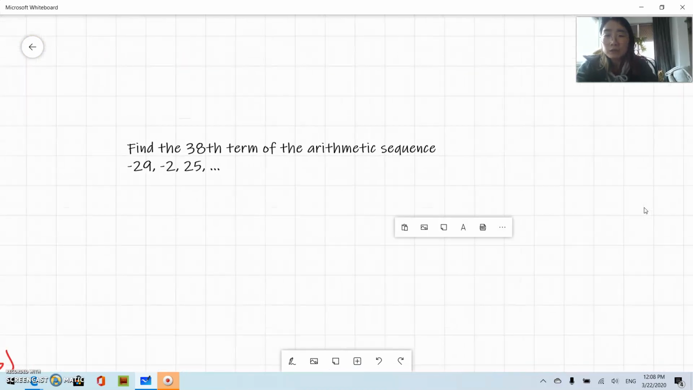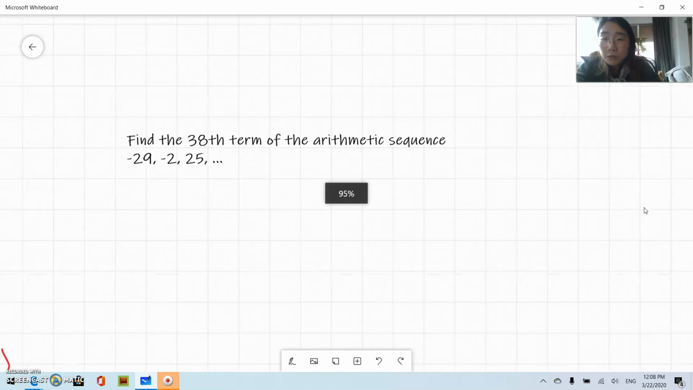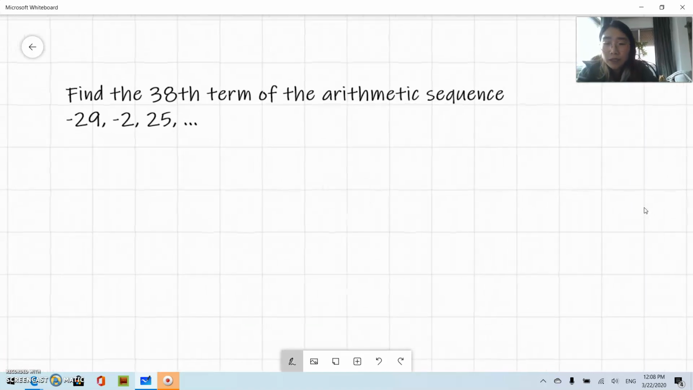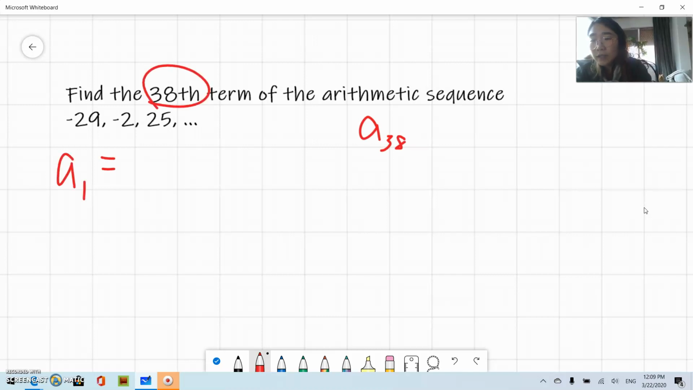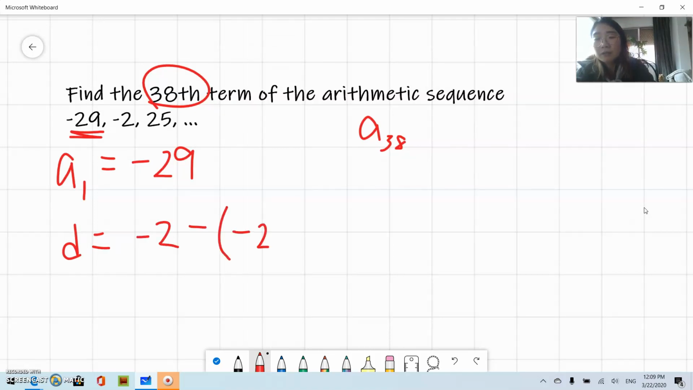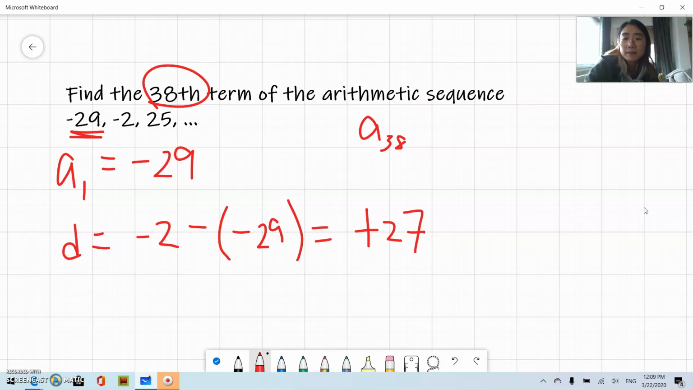Now we will use the arithmetic sequence formula to do this, because right now I have some information, but we want to find a sub 38. That's what I want, right? Because it's the 38th term. A1 is negative 29, because it just means the first term, right? And we need to find a common difference, which can be found by negative 2 minus negative 29, which is plus 27, I think. Yeah.